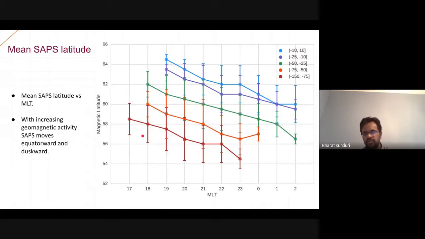And the duskward motion is likely because during strong geomagnetic storms, the asymmetric ring current, which is predominantly expected to drive the region 2 field-aligned currents, is moving more and more duskwards. So perhaps that is the reason why we are seeing a duskward motion of SAPS flows during strong geomagnetic activity.